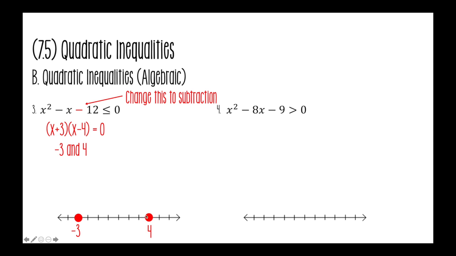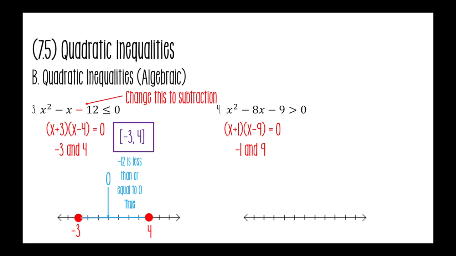So I pick a number that's easy to plug in between these two, which in this case, I would say the easiest thing is 0. When I plug 0 in, again, this is 0, this is 0, so I'm really just left with -12. Then I'm saying, is -12 less than or equal to 0? Is it true? It is, so that means that that part should be graphed. So I can go ahead and connect that. And again, I'm done at that point. So the solution is going to start at -3, end at 4, and they're both brackets because they're both included values. Then for number 4, again, I'll factor.